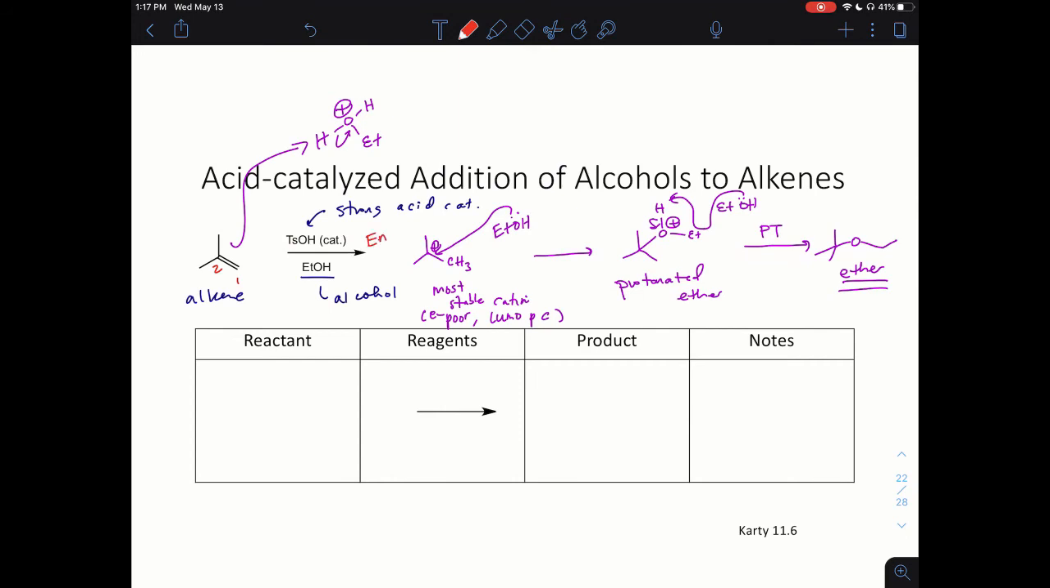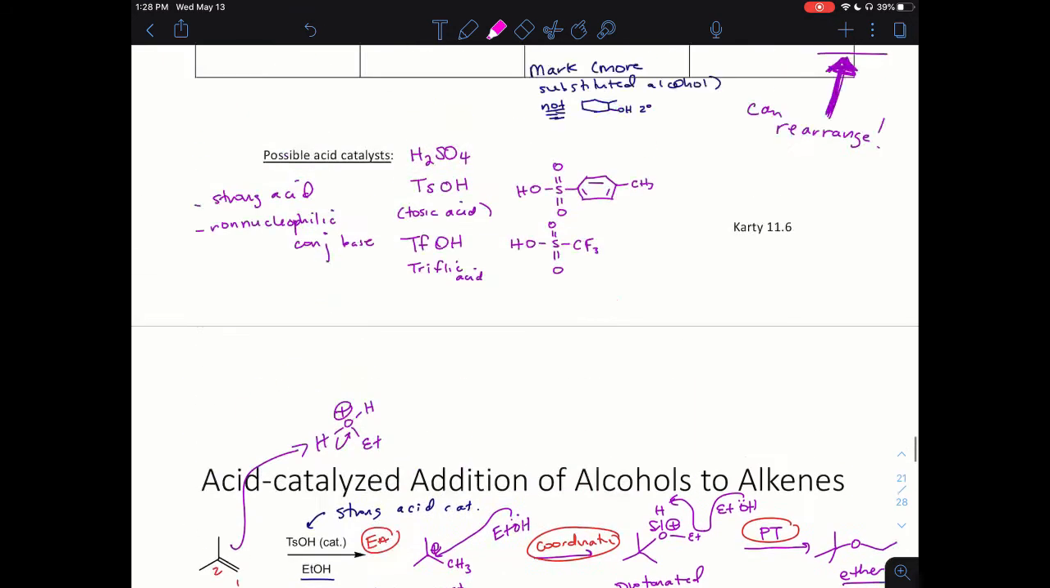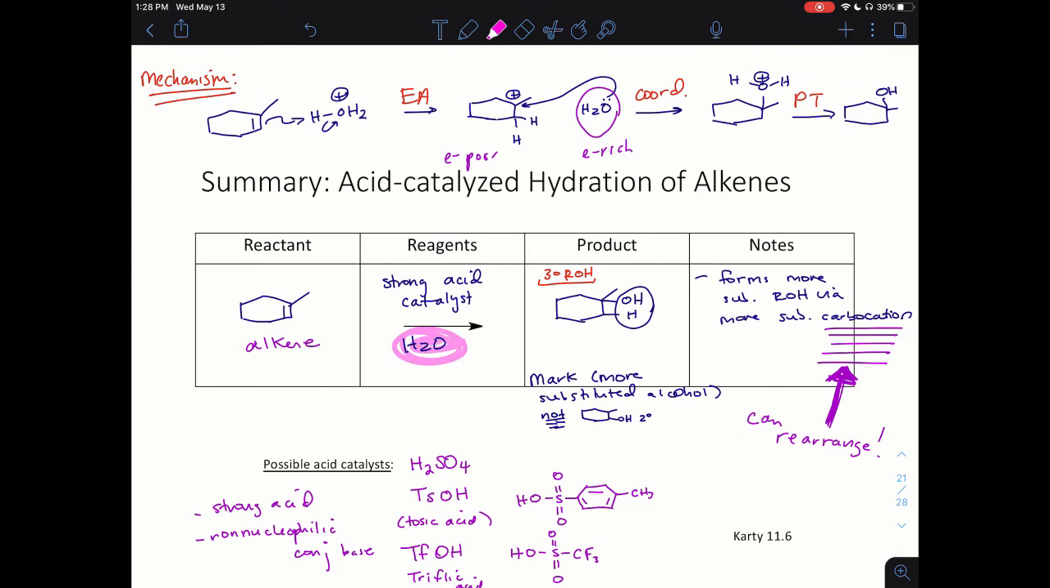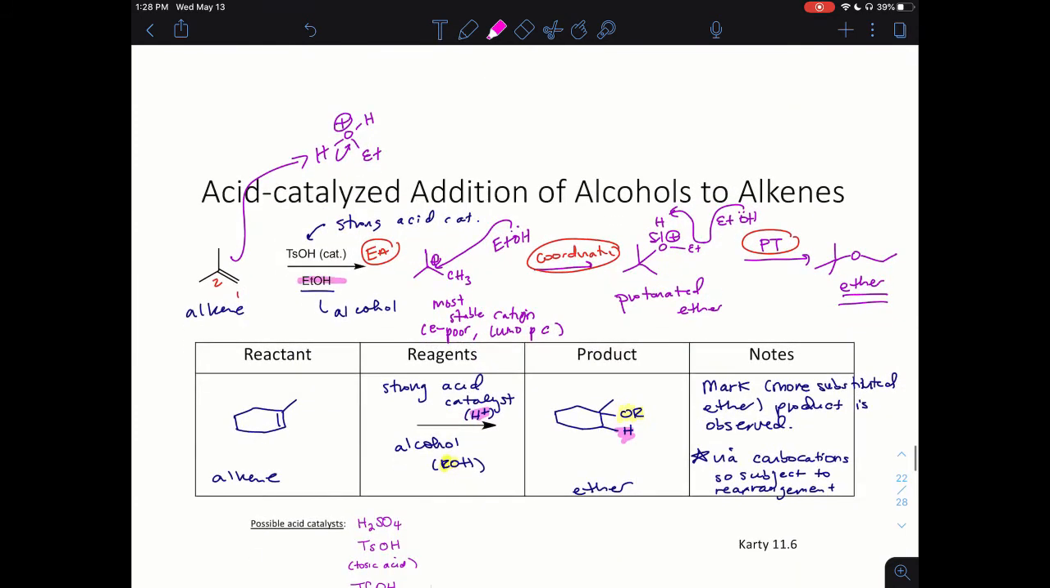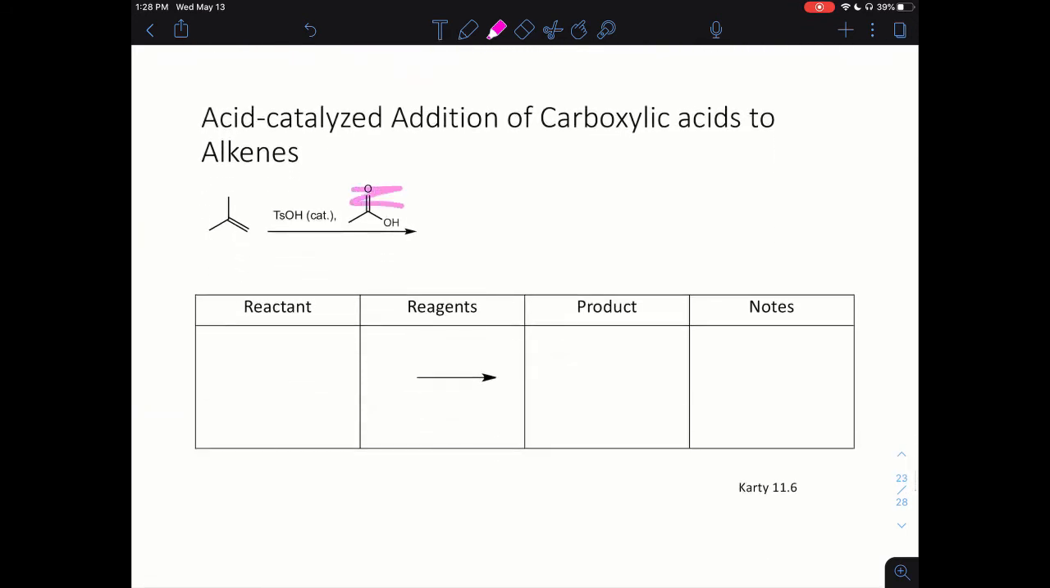Same pattern, right? Electrophilic addition, coordination, proton transfer. Okay, fill out the summary, please. We are almost done. We're just going to switch up the oxygen-based nucleophile one more time. So we changed from water, which generated an alcohol when it reacted with the alkene, to alcohol, which generated the ether when it reacted with the alkene. And now we will look at a carboxylic acid, but it is still an oxygen-based nucleophile.